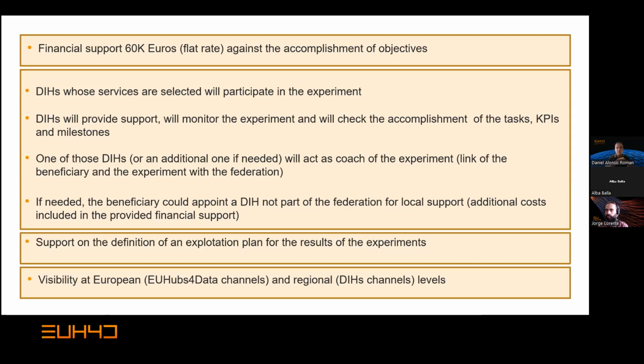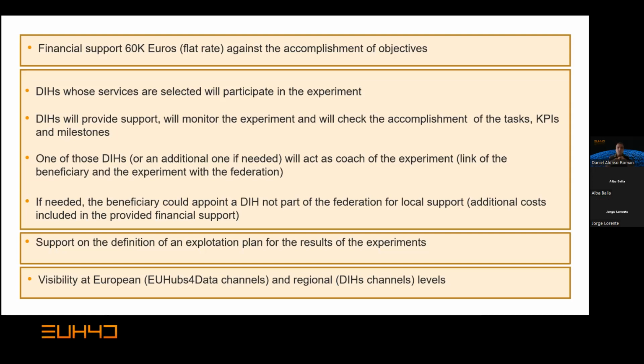And also important, the beneficiary can appoint a hub which is not part of the federation for local support. Okay, for instance, if you think that in your experiment you need the support of one of the hubs in your region, and this hub is not part of the project, you can propose this hub to be part of the experiment, but you will not be given more funding for that. You will have to use the funding that you will receive also for this hub. And of course, this hub can be in the future part of our project, somehow part of the federation.